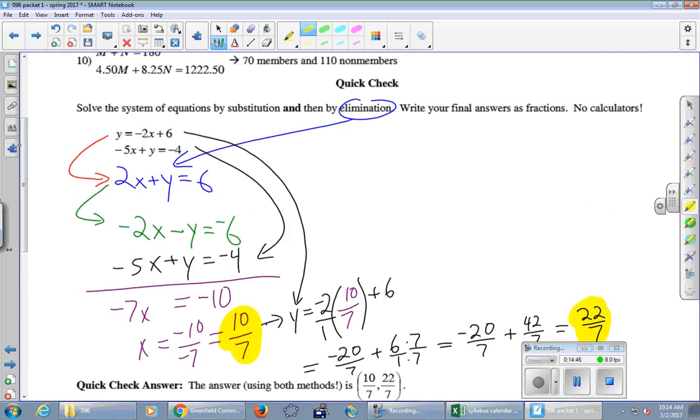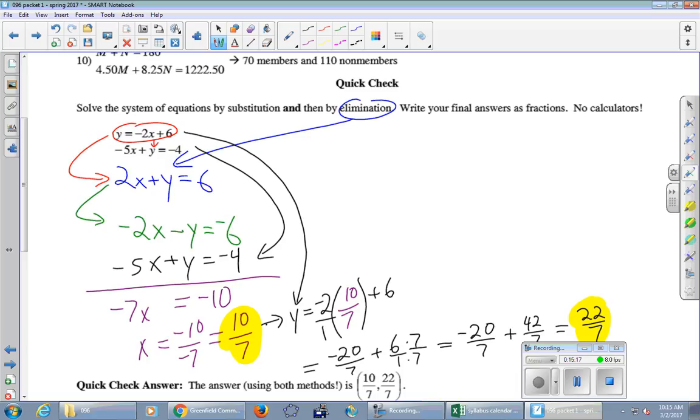The very first step for the method of substitution is to solve one of the two original equations for either x or y. Makes no difference which one you pick, but sometimes one is easier than the others. In this case, the first equation is already solved for y. So the first step is already done for us. We've already got a y equals, which means that we can take that y equals right there and substitute it in to the other equation for y.